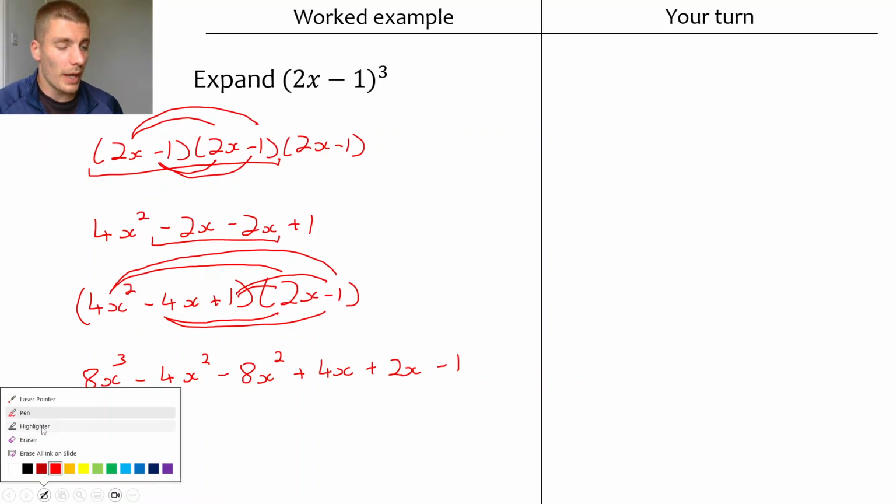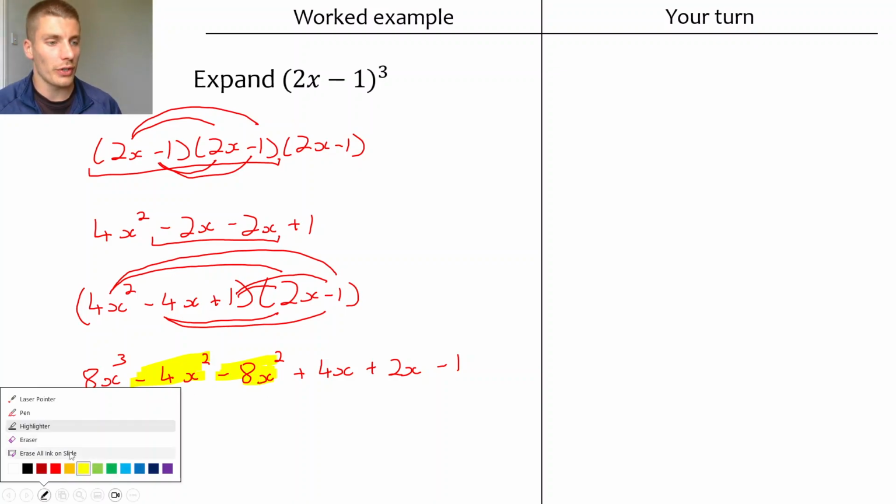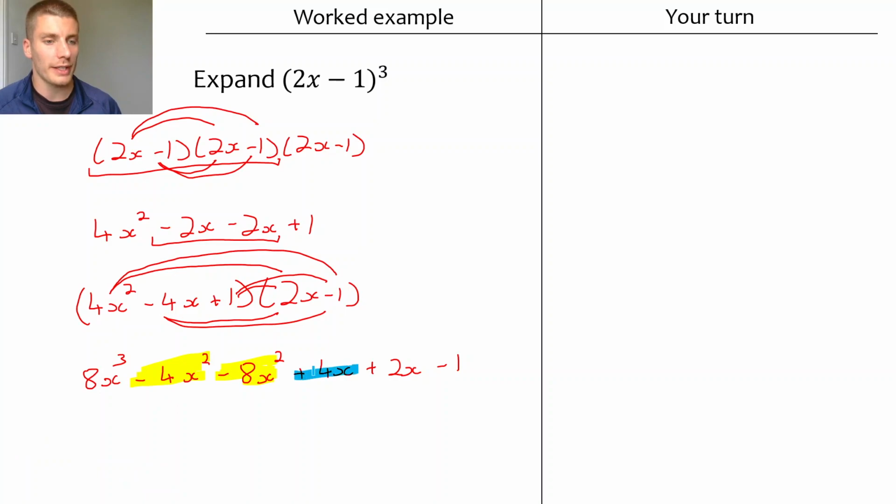Now here we can collect up some like terms again. We've got 2 lots this time. We've got minus 4x squared. We've got minus 8x squared. These are both like terms. They both have an x squared. And then you've got plus 4x and you've got plus 2x. The signs before the terms belong to that term, which is really important.